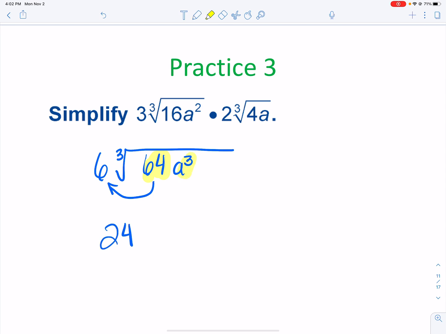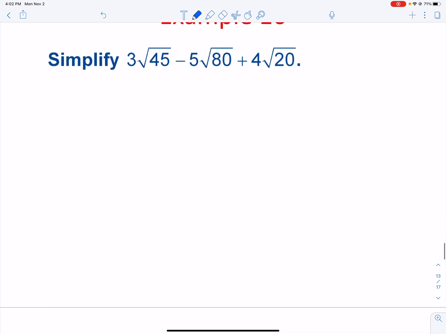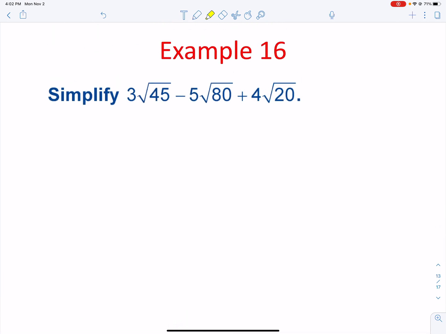A cubed is a perfect cube, so that comes out and becomes 24a. That's my answer. Okay, on this one, you can only add together like terms. So 45, 80, and 20 are not like terms, but 45 is 9 times 5. And so can't I say the 9 comes out front, that's a 3. 3 times 3 is 9, so it's 9 root 5.